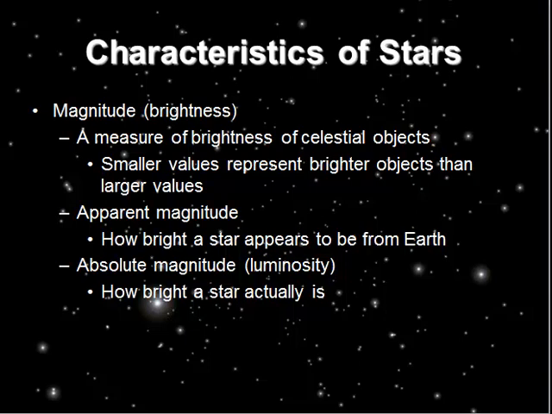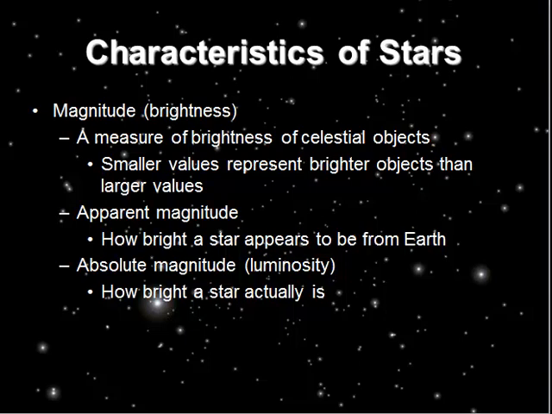Let's talk about magnitude or brightness. Magnitude is a measure of brightness of celestial objects. Smaller values represent brighter objects than larger values. So get your brain and wrap it around smaller values, so we're talking about negative numbers. If you have a big negative number, that is a really, really bright object, whereas one that has a magnitude of maybe 2 is a dimmer object.